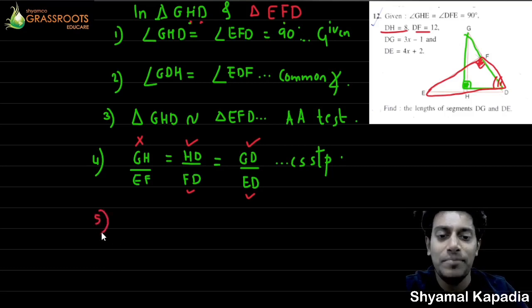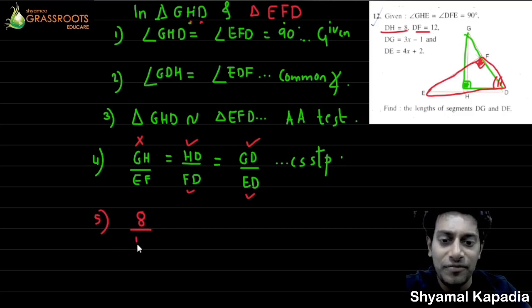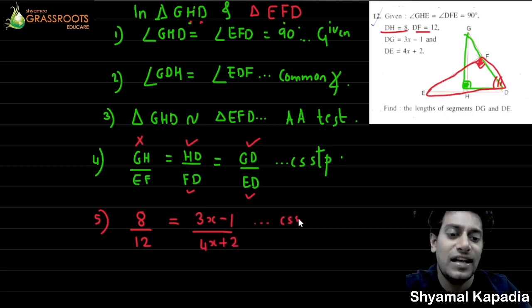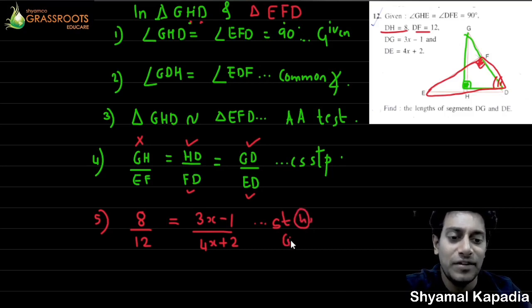So the fifth step, HD upon DF, 8 upon 12 is equal to DG upon DE, 3x minus 1 upon 4x plus 2. The reason is given. These values are given and from statement number 4. So I will say statement number 4 and the values are given.